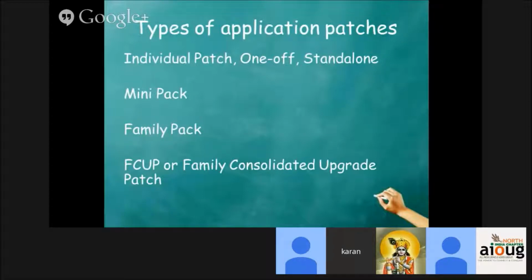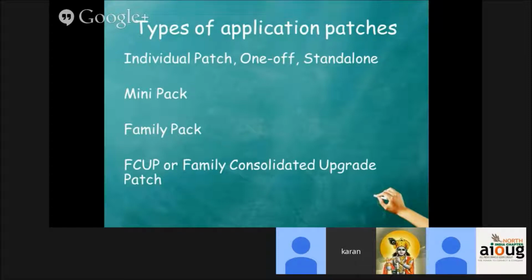The third one is a family pack. It is another set of mini packs, multiple mini packs combined together to be applied. The last one is a chunk of many other family packs, and it is generally considered as an upgrade patch. So it's called a FCUP, which is Family Consolidated Upgrade Patch.